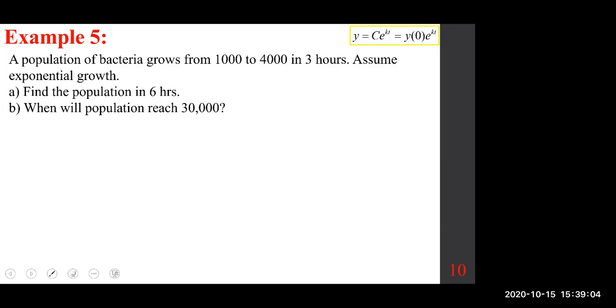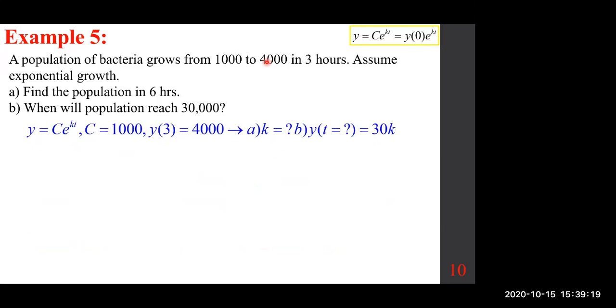So if we are using the formula at top, originally we have 1,000, so that's the original size, y sub 0 or c. And then in 3 hours, when t is 3, we have 4,000. So this is the information given. If we use this formula, c is 1,000. Y of 3 is 4,000. Now first, when we want to find the population in 6 hours, we need to find the k. In other words, we need to find the formula. And therefore, in 6 hours, that's how we get to part A. And then part B, at what point is 30,000?